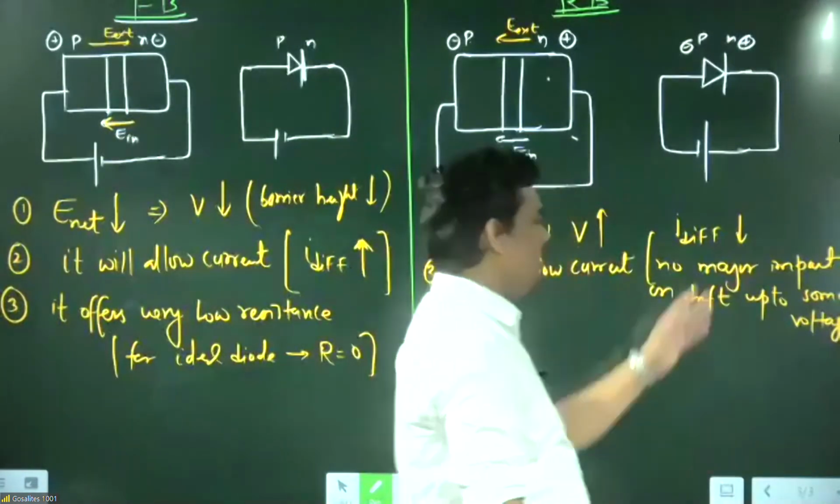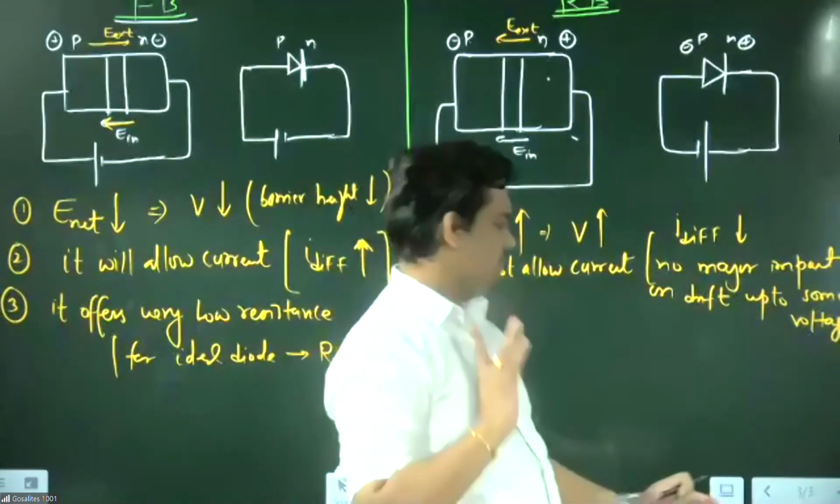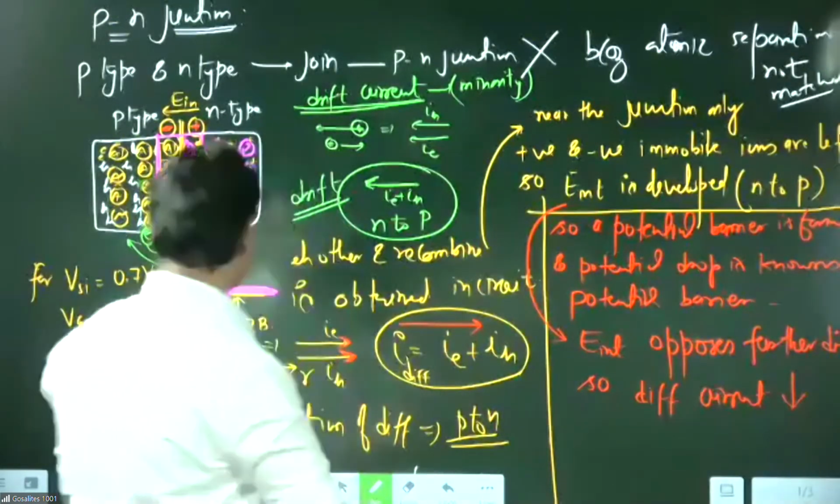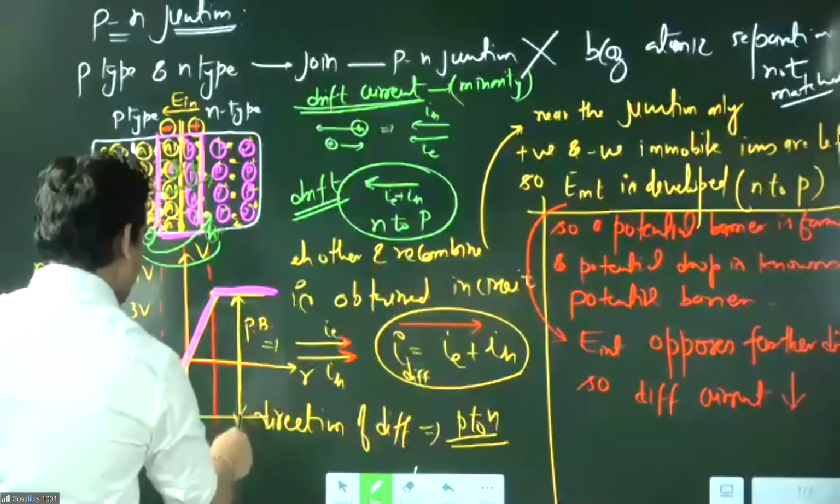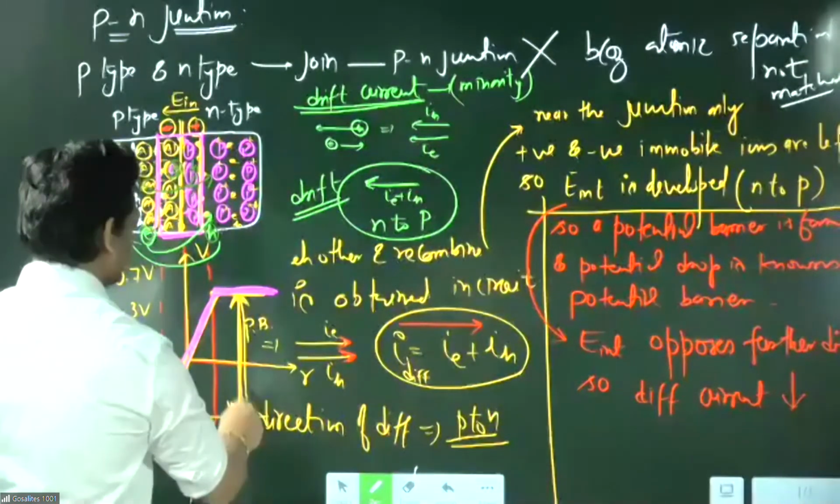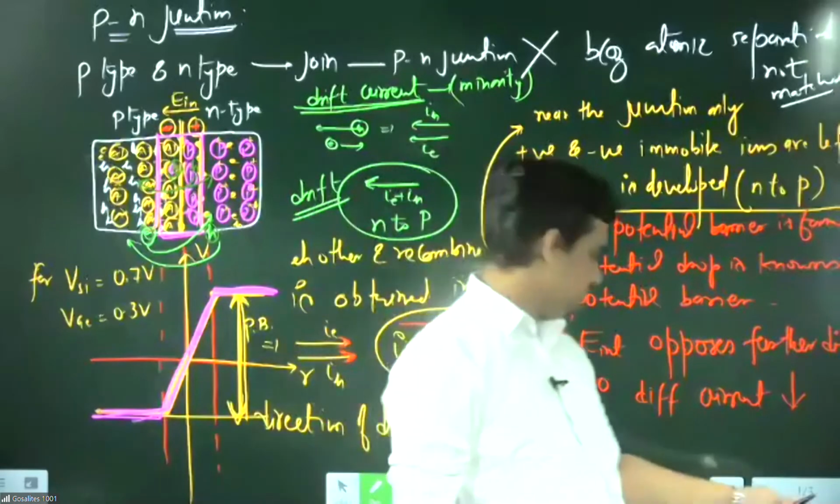Okay, no major impact on drift, because drift is because of minority carriers. Someone is asking, sir, what is the barrier height? Barrier height is this. This height is basically known as barrier height. Okay, this height we can say barrier potential or barrier height.